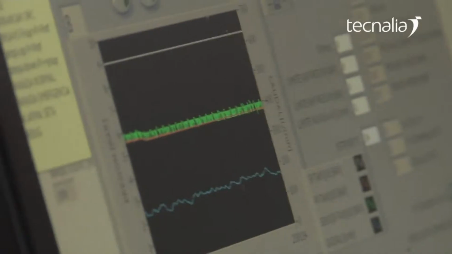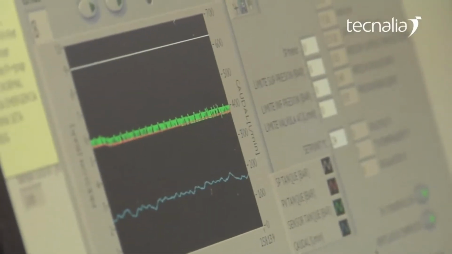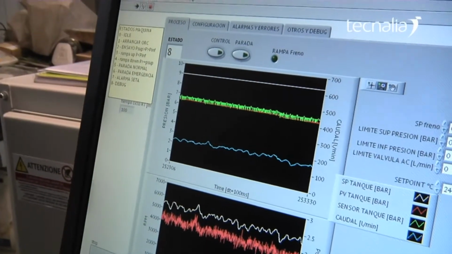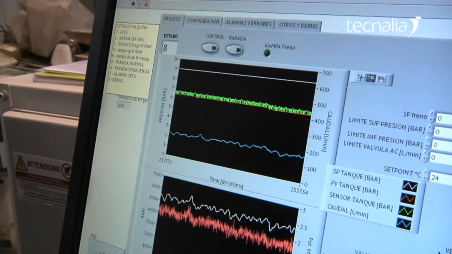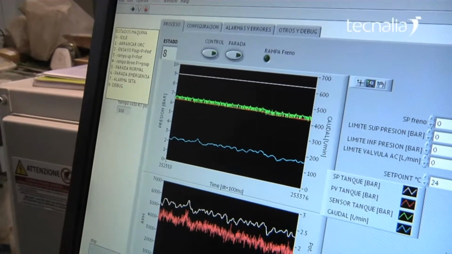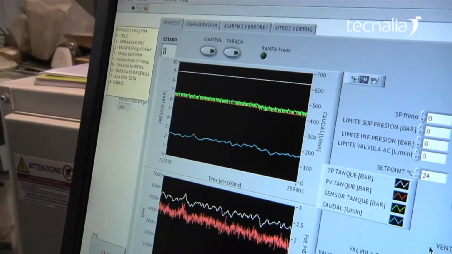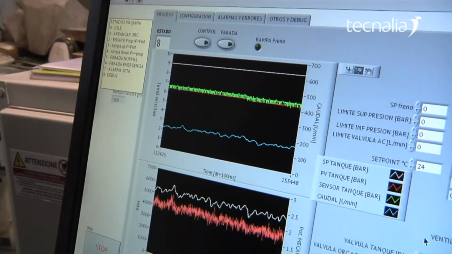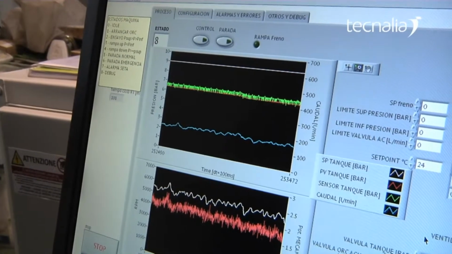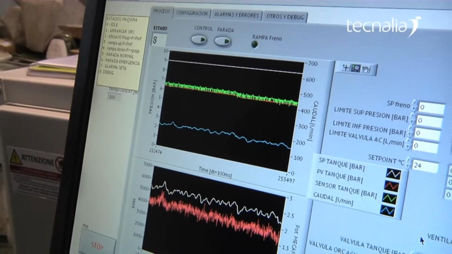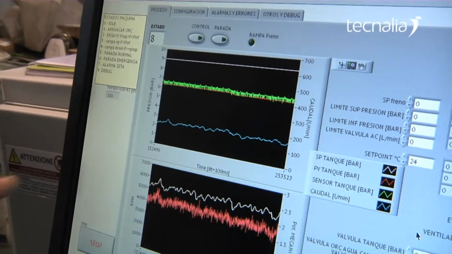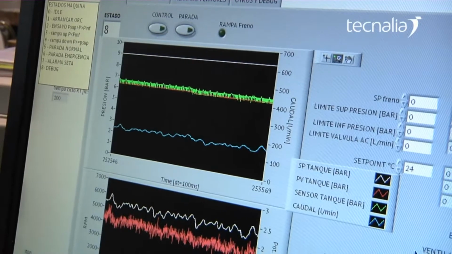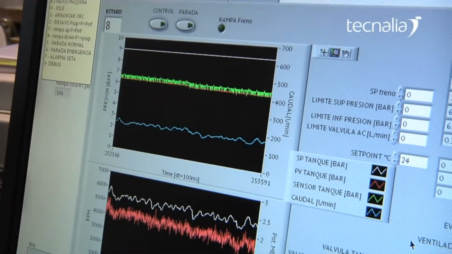This is the control system of the transmission system. We can see two different graphs. In the upper graph, we can see three different lines. The red one is the set point of the pressure. The green one is the pressure at which the air is entering into the tank, as we can see around 6.5 bars, and the blue line corresponds to the flow rate of the air at around 180 liters per minute.